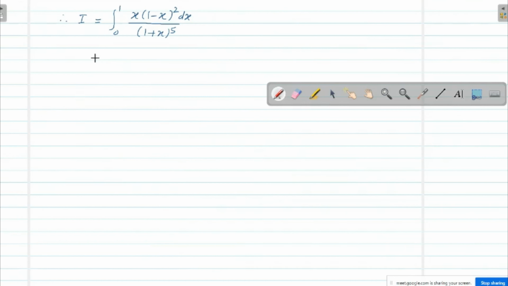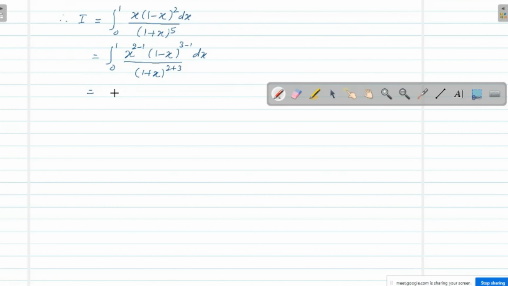Now this can be written as the integral from 0 to 1 of x^(2-1) (1 - x)^(3-1) dx divided by (1 + x) raised to 5, where I write 5 as m + n, that is 2 + 3. Is there any change? No change, you will get the same result.